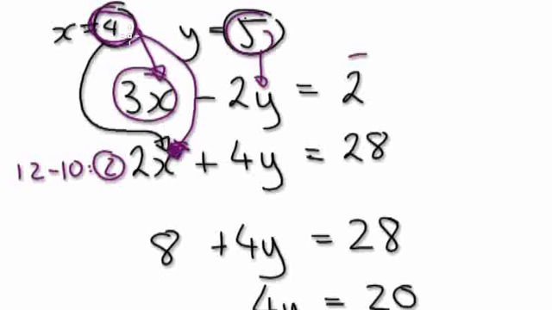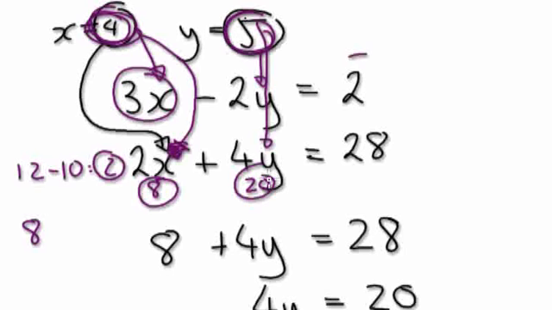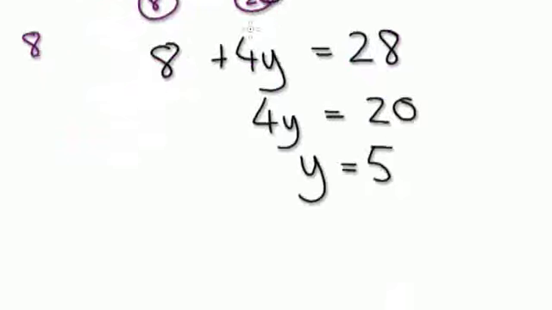At the moment we're just testing to make sure that everything tallies up. So put 4 into here, so that will be 8. Put 4 into here, 2 times 4 will be 8, and 5 here into here. This will be 20. So 8 plus 20 equals 28. So yeah, x equals 4, y equals 5.